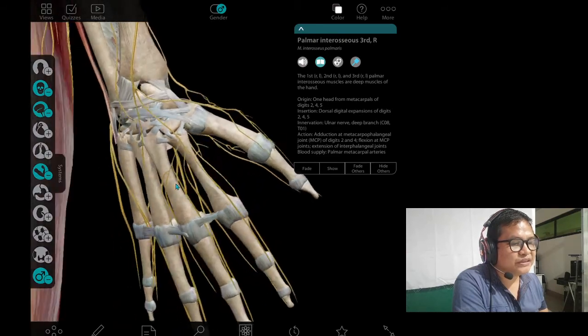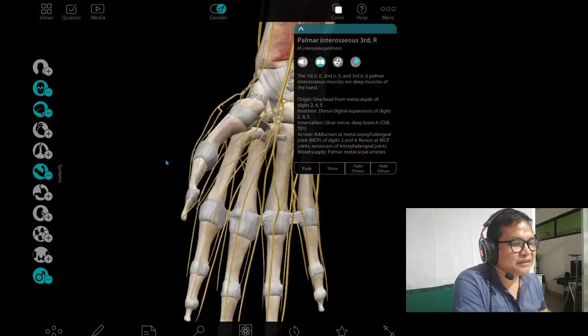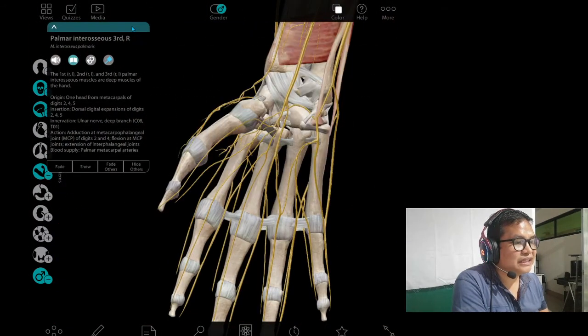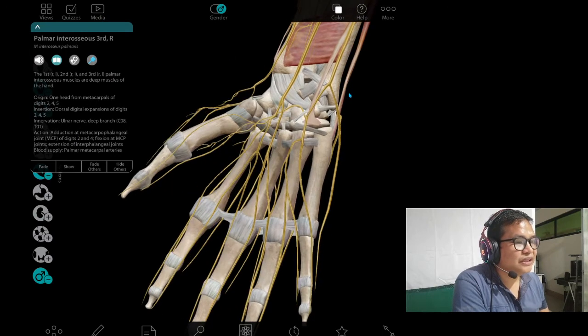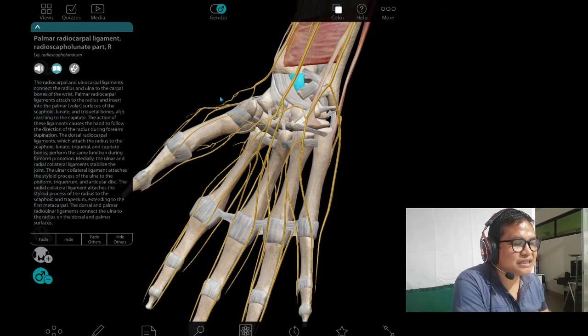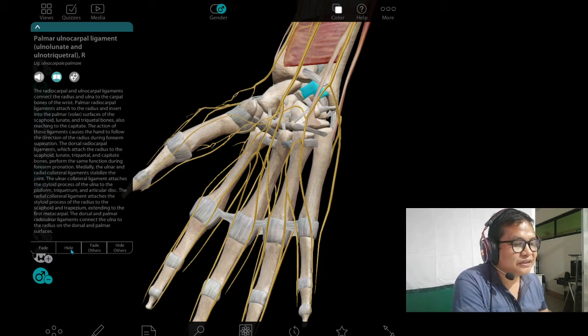So unsa pa ang atong nalimtan ani sa hands? Ang gawas nga ana. Okay, so here ang very prominent nato diri nga part sa atong wrist ug sa hands is ang mga prominence, no? Bony prominence nga atong mapalpate. Okay, so inani siya.